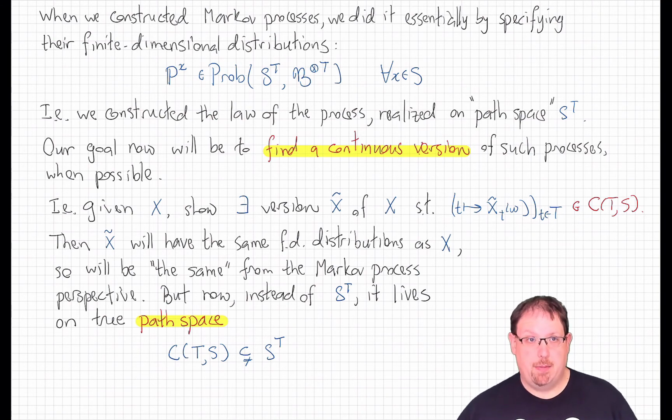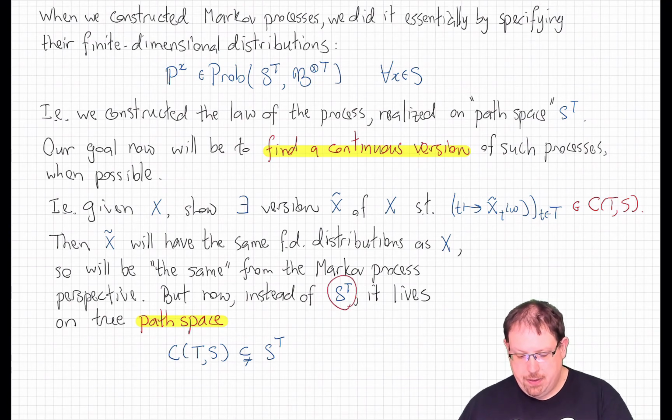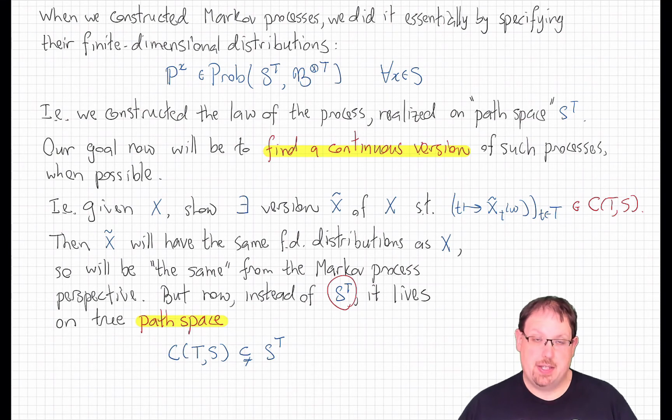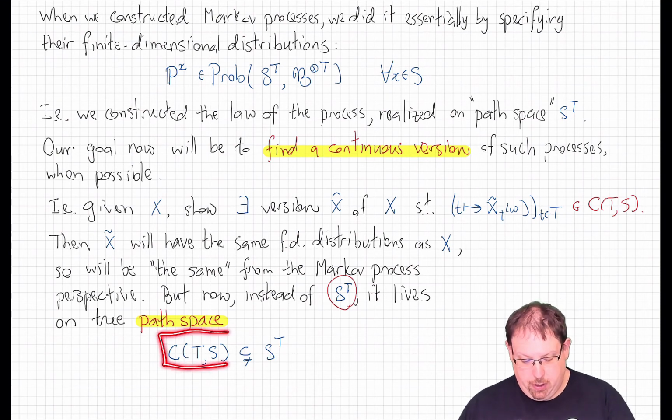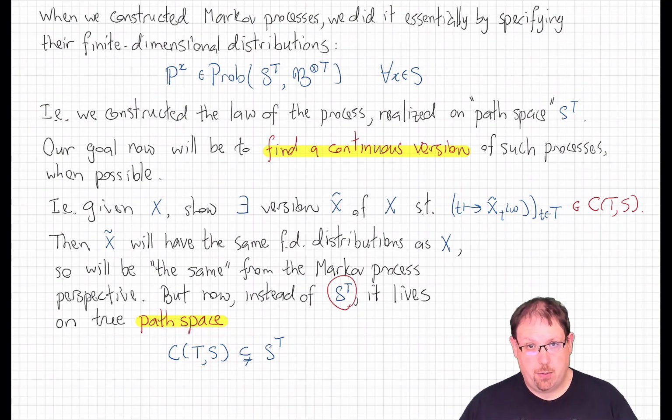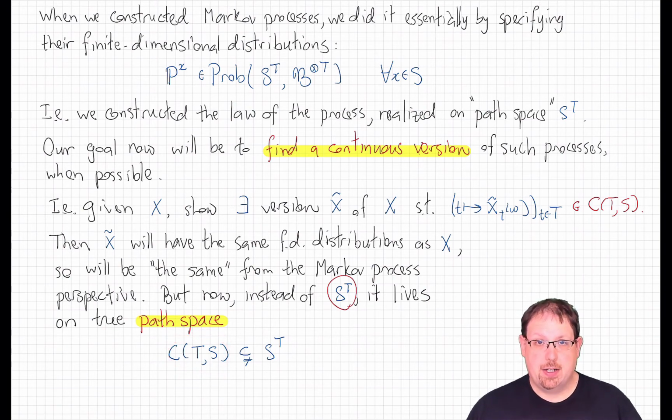It will have the same Markov transition kernel and same family of probability measures indexed by starting distributions. But now, instead of constructed on the function space S to the T, it will be constructed on the space of continuous paths from T to S, which is a strict subset of this space. This is what we will call path space going forward. But even so, that path space is still a little bit too big for some of the constructions that we're going to do. So let's drill down a little more precisely.